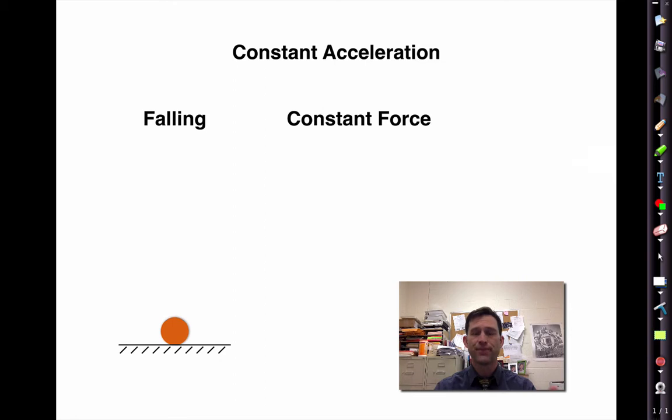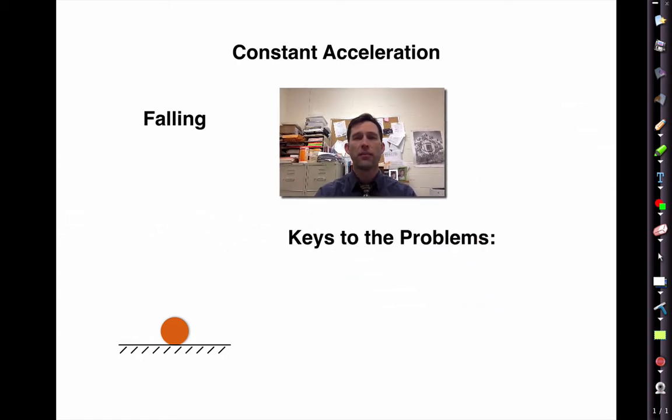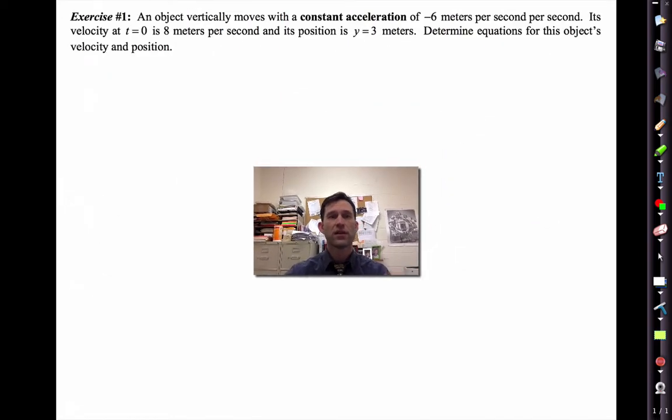Now, throughout what we're going to do today, there's really just two things that you have to keep in mind, and these are the keys to the problem. You have to remember that acceleration is the derivative of velocity with respect to time, and velocity is the derivative of position, either x if we're measuring horizontal or y if we're measuring vertical. So all we're going to be dealing with today are acceleration functions that are constant. Let's take a look at the first problem.